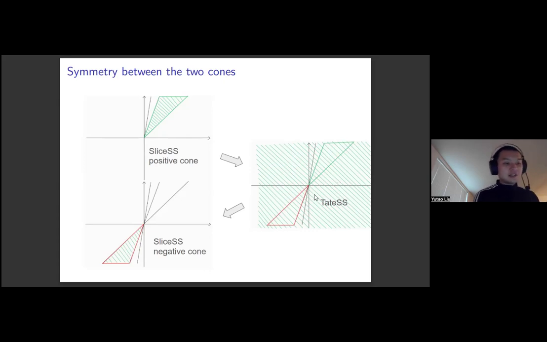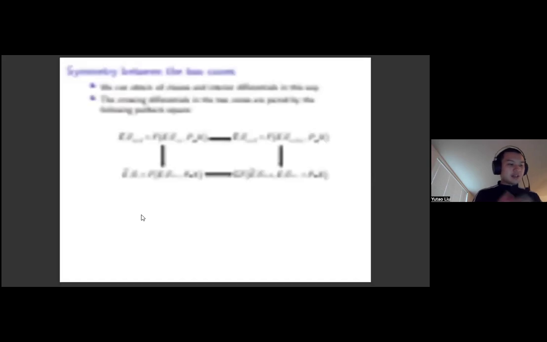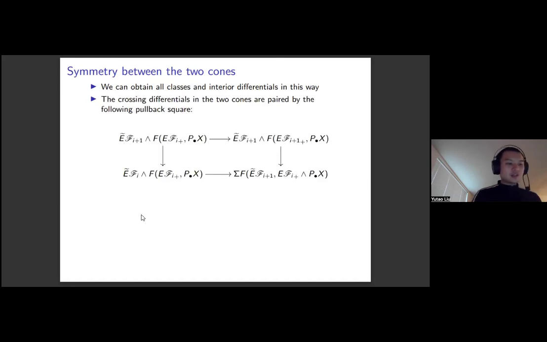Then we can use another detecting map from the Tate to the negative cone of the slice spectral sequence. So we can focus on this region and we can recover the corresponding region on the negative cone. By using this method and choosing different Tate spectral sequences, we can recover different regions on the negative cone. So this method can help us to obtain all classes and interior differentials, which means the differentials which are entirely contained inside the region. There are still some differentials which are outside this computation. There are some crossing differentials, some differentials that cross the boundary.